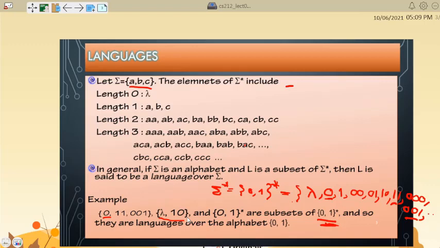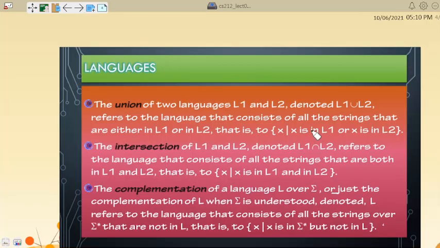For this set we have lambda and 10. We have the {0,1}* here. We have lambda, we have 10 here. So that means this set is a subset of {0,1}*. Okay, when a language is a set of strings, then we can use the operators of sets.